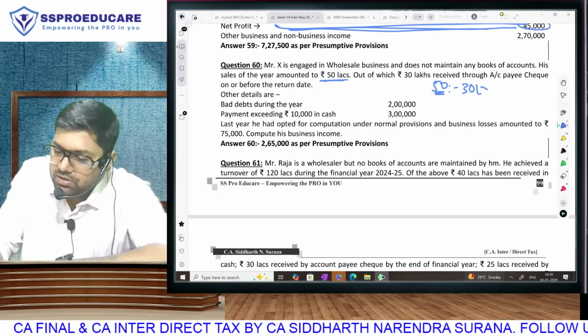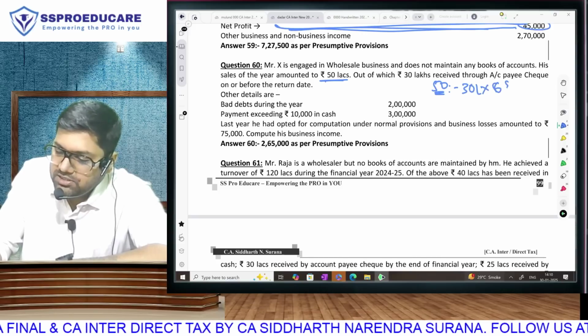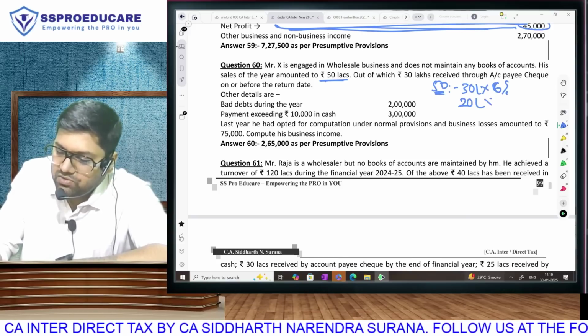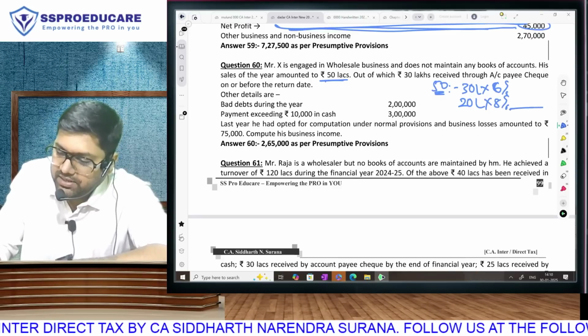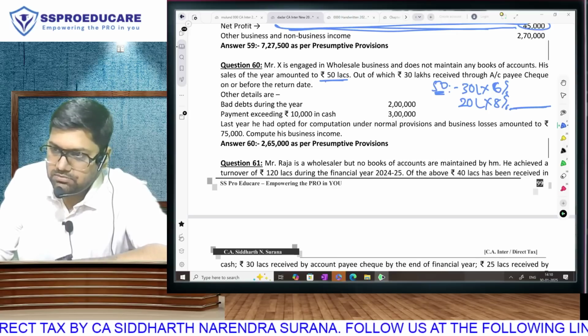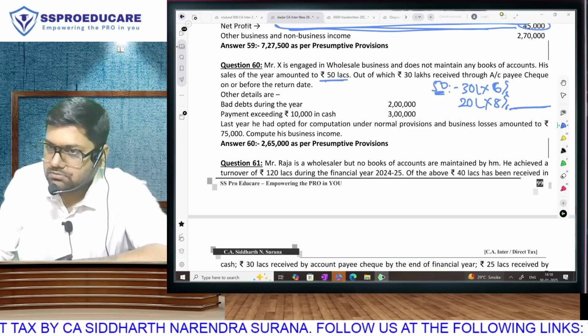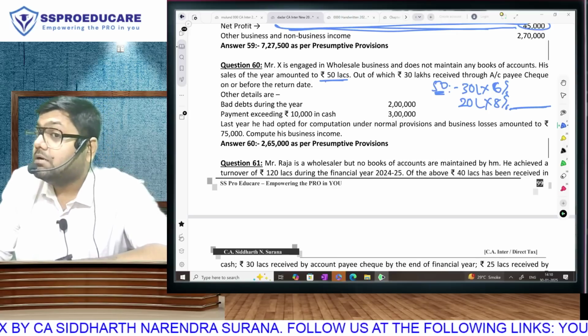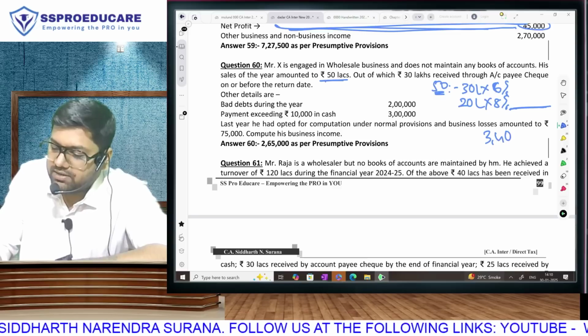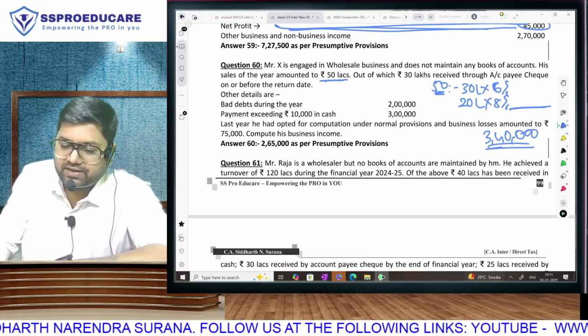30 lakh is allowed mode. So on this we will apply 6%, and 20 lakh is cash. So on this we will apply 8%. Resulting amount giving you 3 lakh. Okay, wait. This is not our final answer.